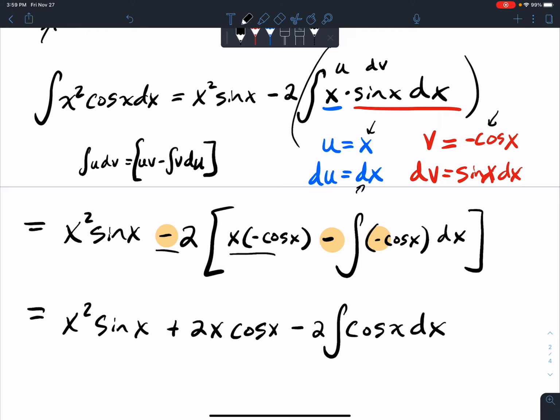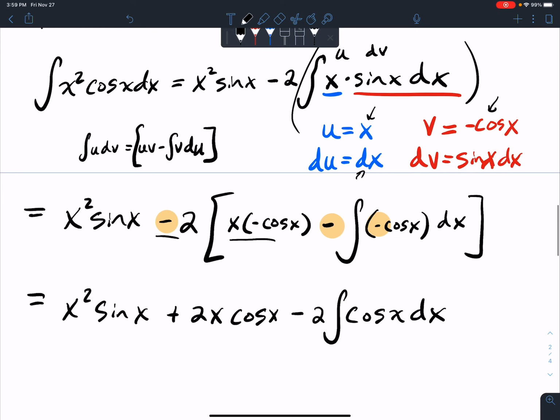See why it's important to simplify before you start trying to do anything else? If you don't simplify first, you're going to probably end up missing the problem by a negative or something. Okay, so be careful with that.